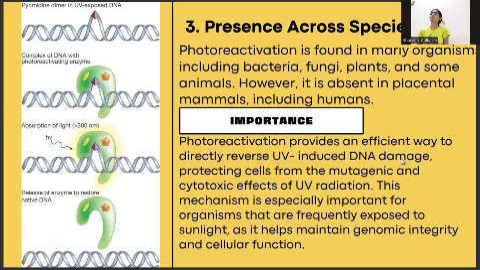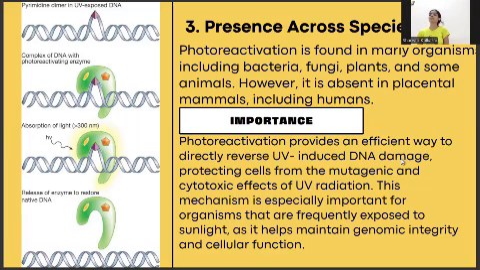Third is presence across species. Photoreactivation is found in many organisms, including bacteria, fungi, plants, and some animals. However, it is absent in placental mammals, including humans. So this third point highlights that photoreactivation, the light repair mechanism, is generally found in prokaryotic genera rather than eukaryotes. We can see the inclusion of bacterial species, fungal species, and plants, along with very few animals. Eukaryotic genera largely lack this repair mechanism.